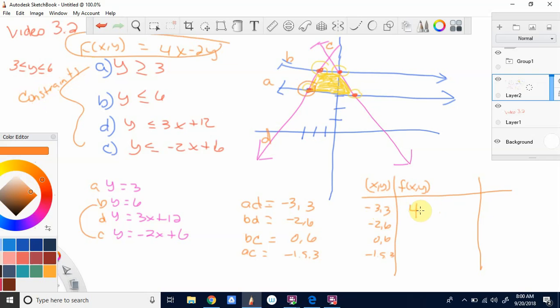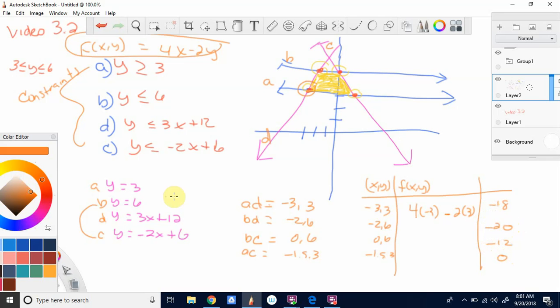So I'm going to put 4 times negative 3 minus 2 times 3. So you're putting this x, y into this objective function. When we do that, we're going to get negative 18. When you put in negative 2, 6, we're going to get negative 20. When we put 0, 6 in, we get negative 12. And then when we put the last one in, we're going to get 0.